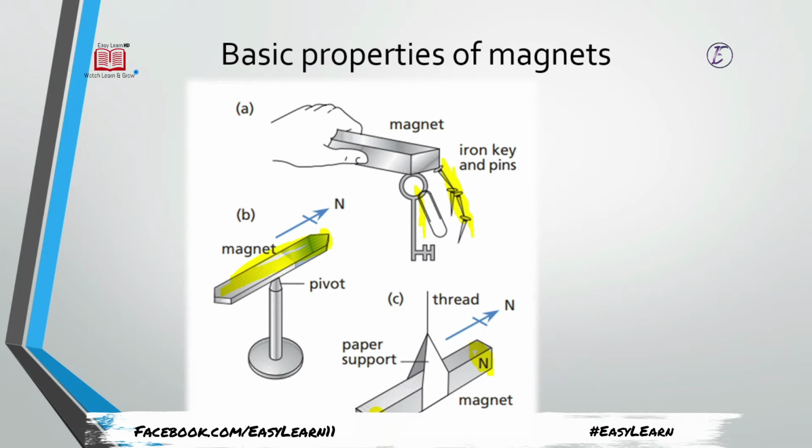When it is free to move on a pivot point, meaning when we balance it on its center of gravity and it is free to move in any direction, you can see that it always tries to point in the north direction. If I change its direction by applying force, for instance turning it like this, it will go back like a compass to the same north seeking pole.